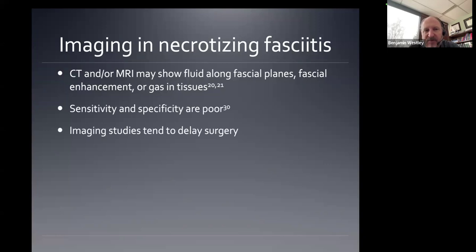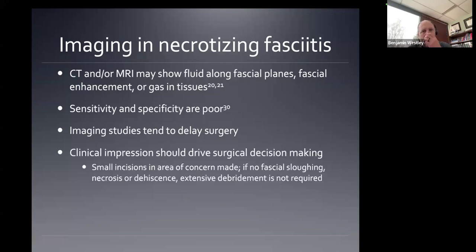And the problem that I have with some of these things is that oftentimes the imaging studies will tend to delay surgery. And in very clearly evident cases, the patient should just go right to the operating room. If somebody's got a score of 6 or 7 and there's disagreement about what's going on, the surgeons will frequently want imaging, but the imaging should not delay or obviate the need for surgery. It really ought to help target where to go with surgery to determine if there's a necrotizing infection or not. Right. So the clinical impression has to drive the surgical decision making.